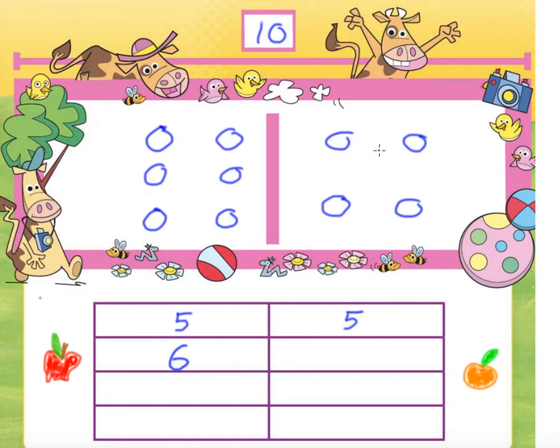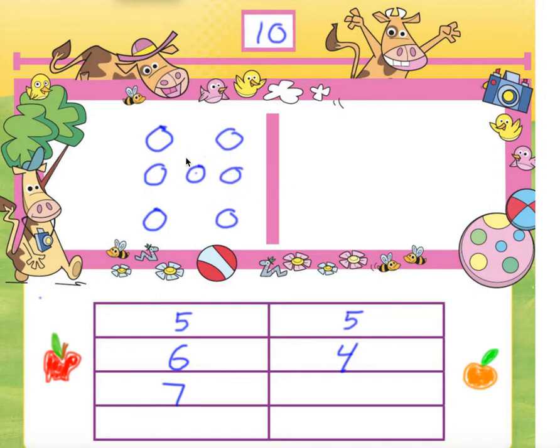Let's see how many circles we drew. 1, 2, 3, and 4. So if I have 6 apples to eat, that means I'm only allowed to have 4 oranges. But what if I really want some more apples? And we have 7. Well, how many oranges could we eat? Well, let's find out. Let me adjust the chart again real quick.